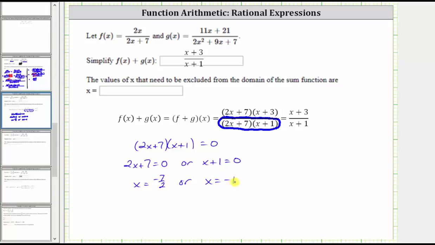So these are the two excluded values from the domain of the sum function, because if x is negative 7 halves or x equals negative 1, we would have division by 0, which is undefined. And we list those values here.